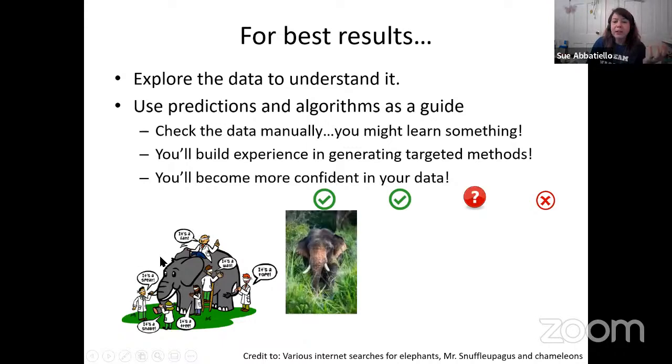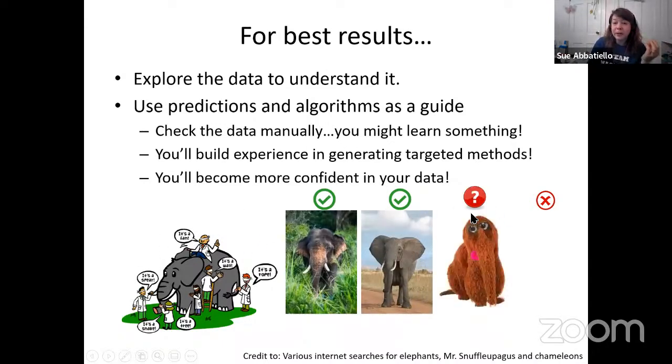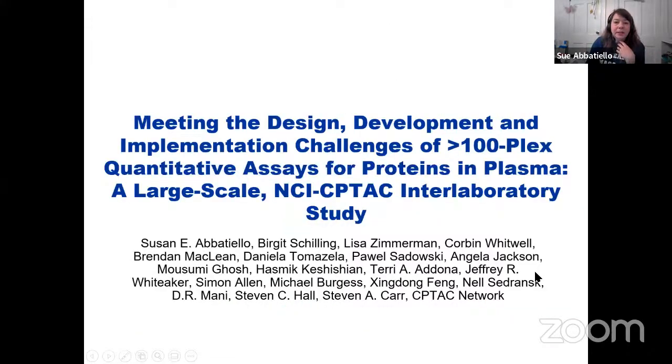So if you're able to look at everything, you might be able to identify it as one kind of elephant or another kind of elephant. Mr. Snuffleup, I guess, has no ears, so that would be incorrect, even though you might have identified it as an elephant because it has a trunk. Or sometimes the data are clear enough that you're just not identifying something. So I'm going to pause there and see if we have questions before going into the next phase.